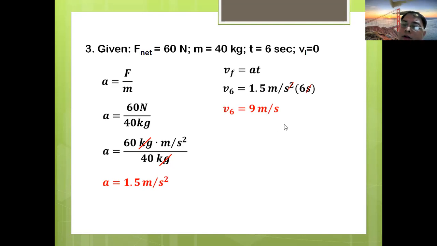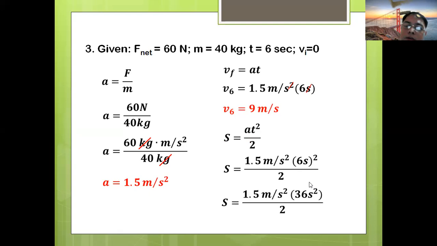Now, how far will it travel in 6 seconds? So we will solve for S. So S is VIT plus 1/2 AT squared. Since VI again is 0, then we can simply use AT squared divided by 2. And substituting our value, this will be our acceleration times a time of 6 seconds squared, divided by 2. So that's equal to a total distance of 27 meters eventually.